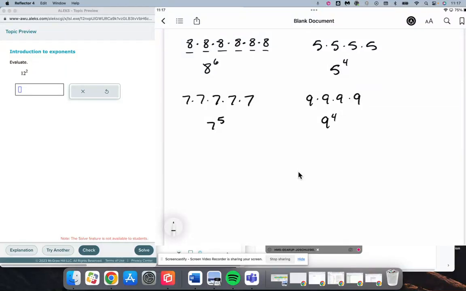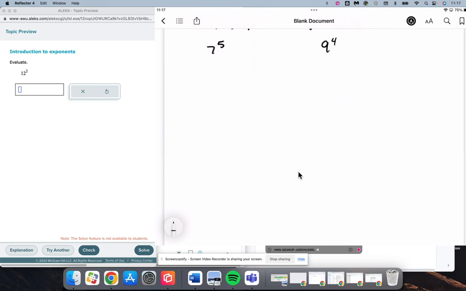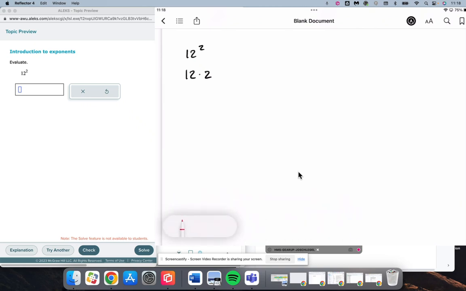All right, so similar to what we had previously, we are going to be evaluating the value of an exponent this time. We are given 12 to the power of 2. That does not mean 12 times 2. That means 12 times itself twice. So we would have 12 times 12, which is going to be 144.